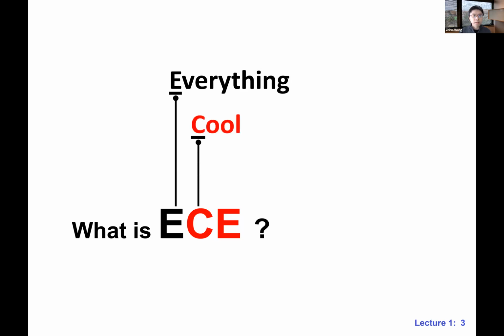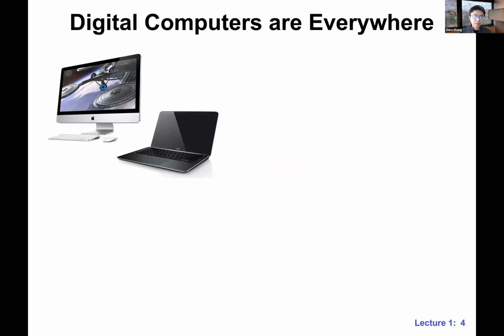that this is my own interpretation. C really means cool, and E means essential. I'm not actually even joking here, I really mean it. Because this course is actually about digital computers. If you look at digital computers, they are indeed very cool and essential. They are literally everywhere.